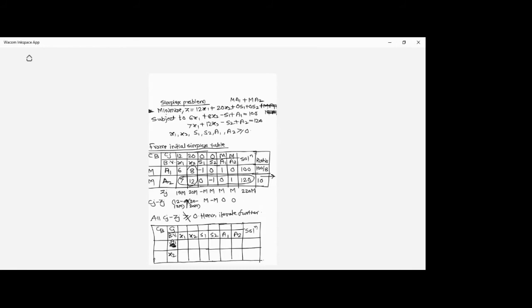Sorry. So it is 12, 20, 0, 0, M and M here. So there is actually no need of writing this column. Now that I have written it, I am going to cross it. This is only for the big M method, not to be generalized.